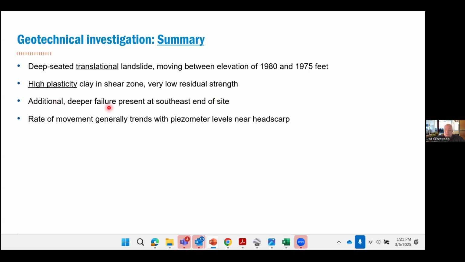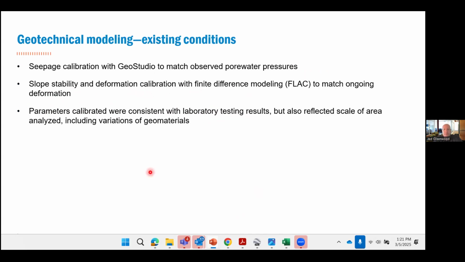I mentioned there was an additional deeper failure surface present at the southeast end of the site. And as I mentioned before, the deformation rate is fairly closely linked to the piezometer levels near the head scarp.